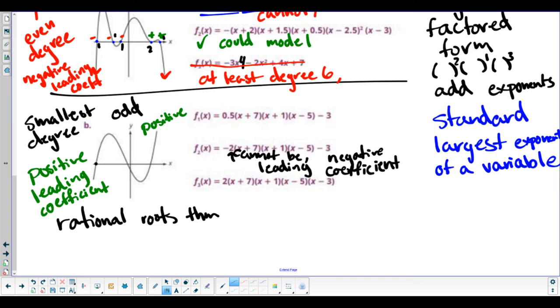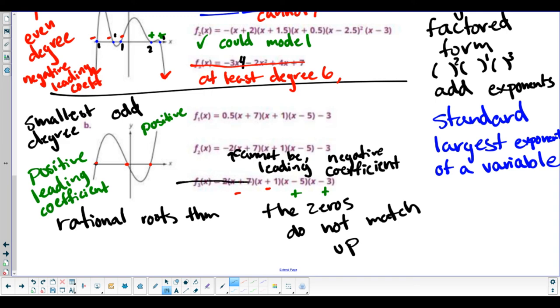Okay. Now the other ones possibly could, right? But this problem tells me that there are only zeros right here, right there. Those are the only zeros, which means that I should only have three sets of parentheses going on, right? But if I look at F3 of x, I can see that this is telling me I have a zero at negative 7, a zero at negative 1, a zero at positive 5, and a zero at positive 3. That doesn't match up, right? The zeros do not match up, okay? So F3 of x cannot be either. F2 and F3 of x cannot be.